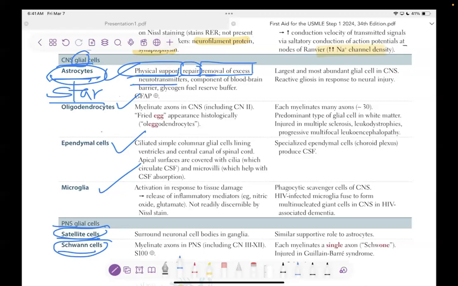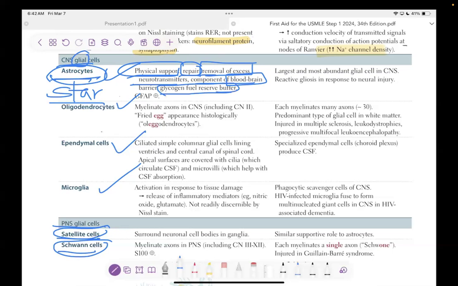Transmitting the information: neurotransmitters. Component of the blood-brain barrier. This part, blood-brain barrier, this is the store of the house. Whenever a thief or somebody stranger comes to the house, the store of the family stands in front of you and protects you, right? This is also called blood-brain barrier. Glycogen fuel reservoir brings food for the family.